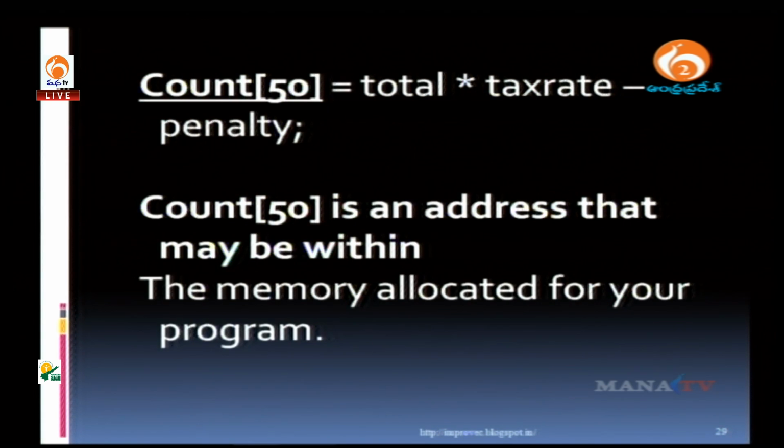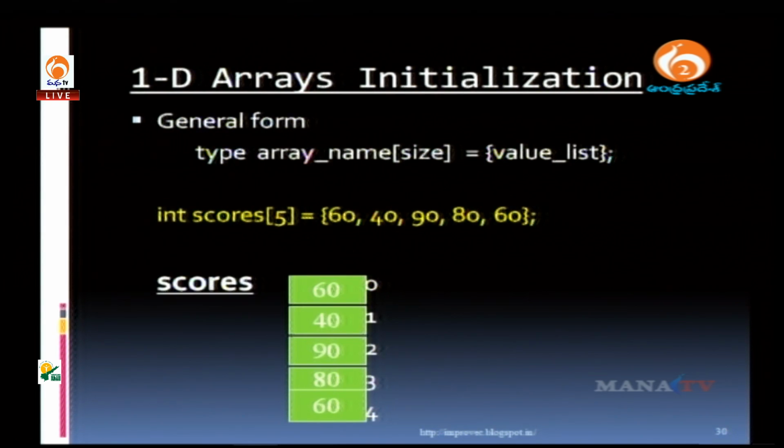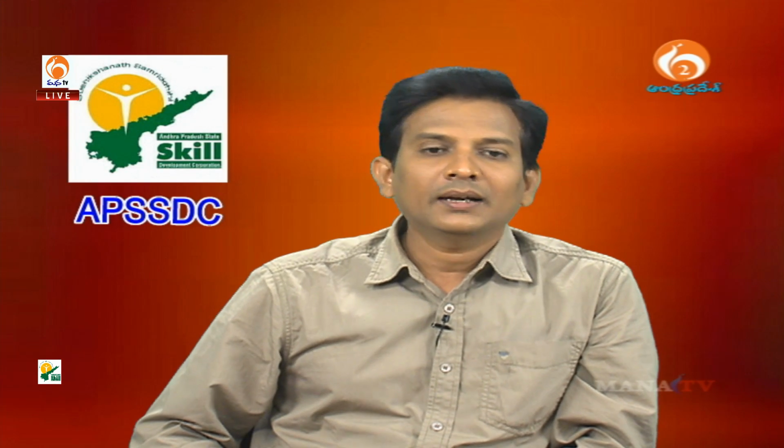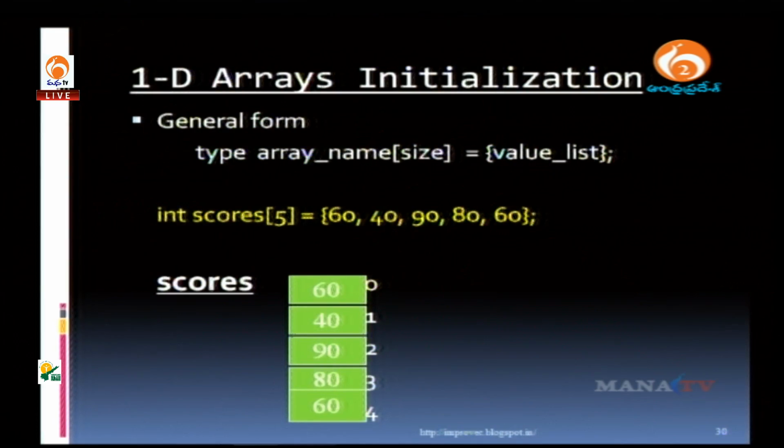Next, this is the initialization of a 1D array. The general form is: data type, array name, in square brackets the size of the array, equal to, opening brace, values list, closing brace, semicolon. This is the initialization of a single dimensional array.